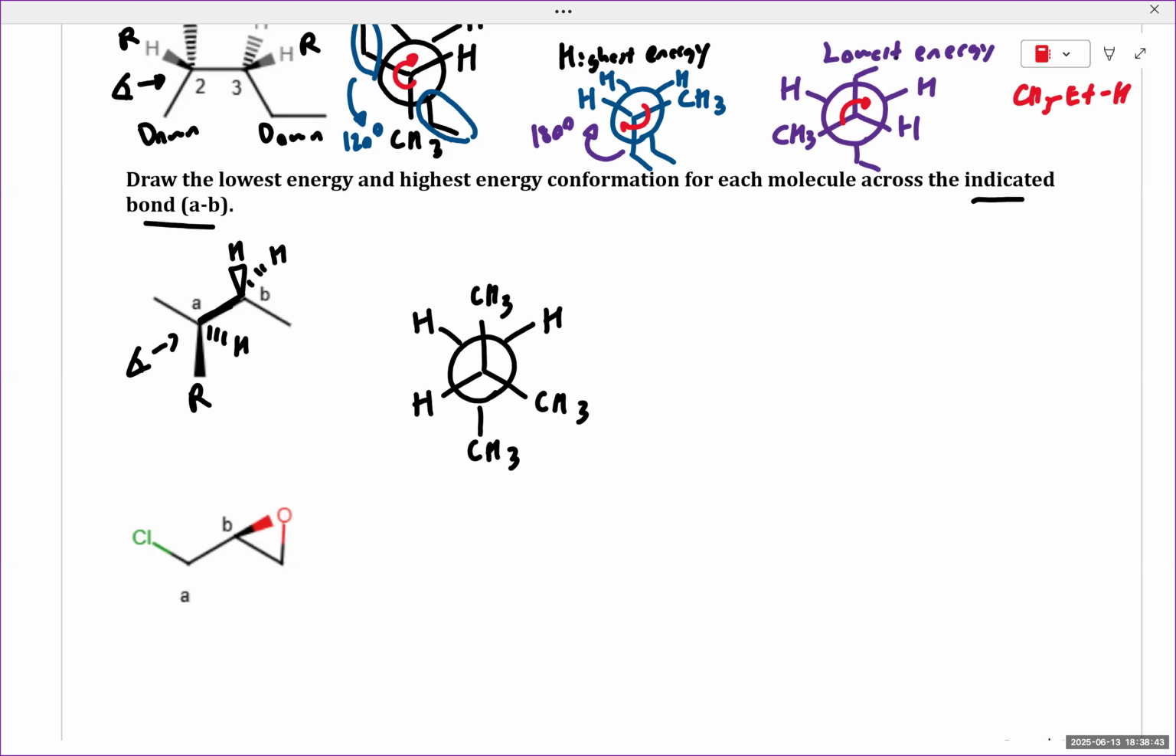Notice everything with a wedge ends up on the right, everything with a dash ends up on the left. The front methyl is pointing up, the back methyl is pointing down. Okay, so in this case, we have our methyl groups, and the methyl groups are anti to one another. The front and back methyl groups are anti. So this is the lowest energy possible conformation.